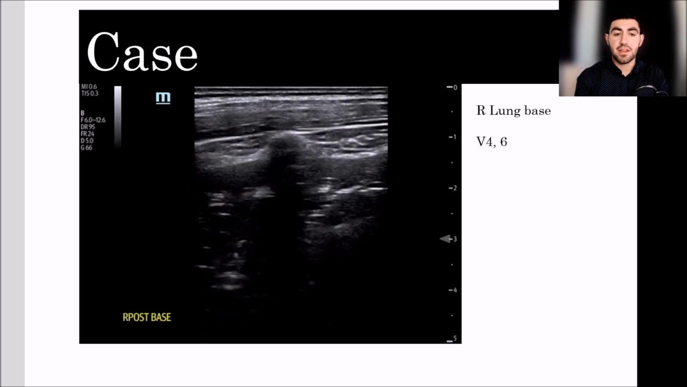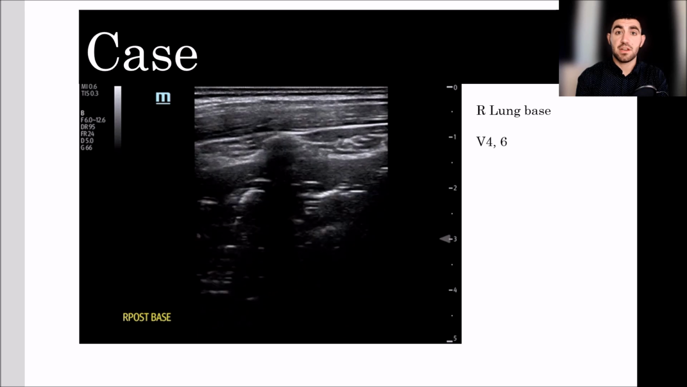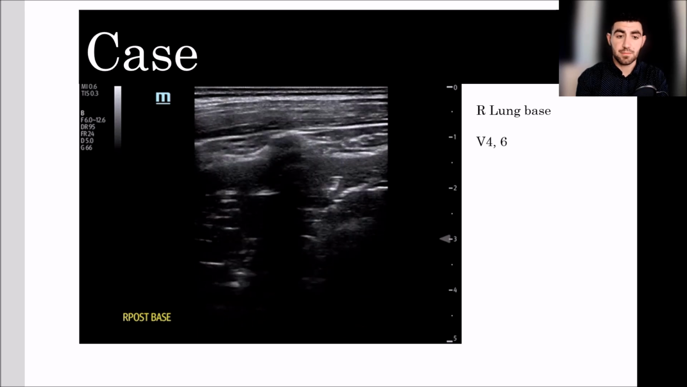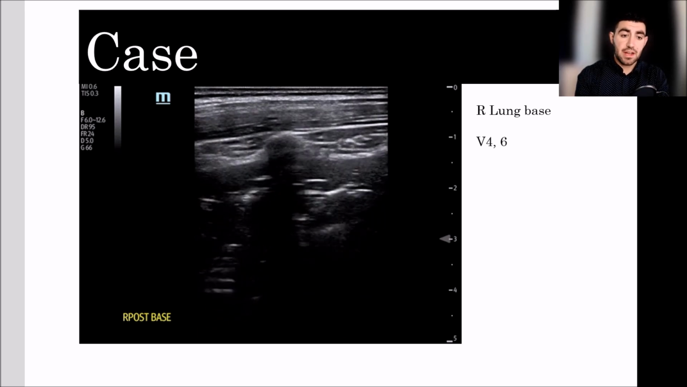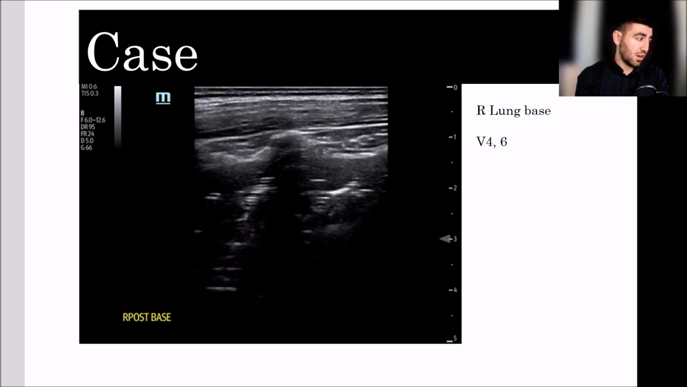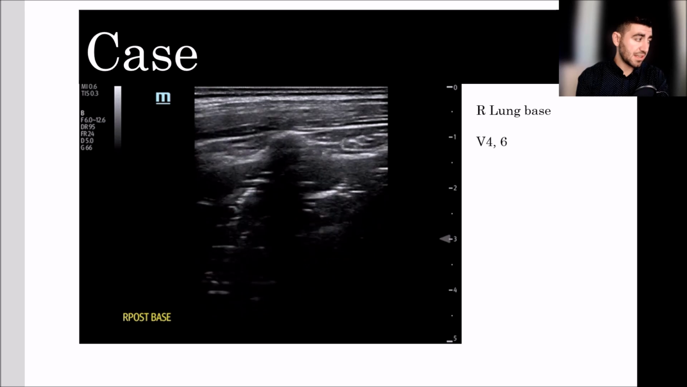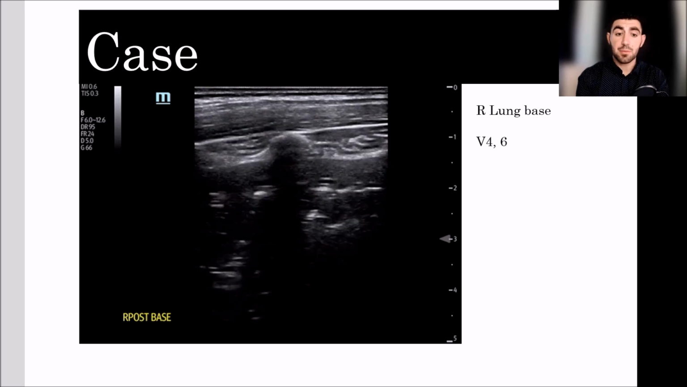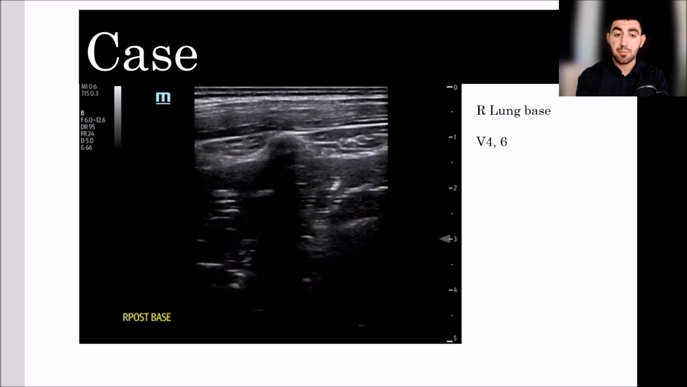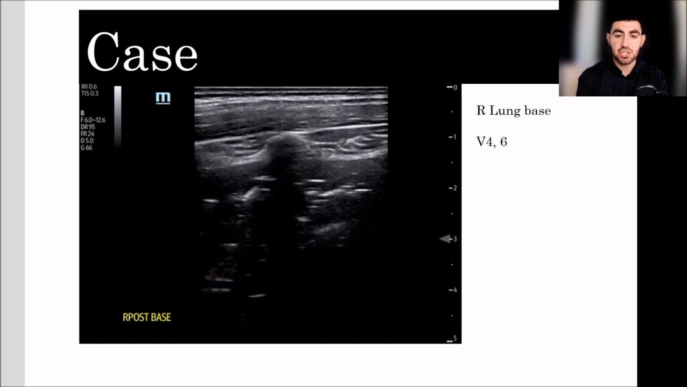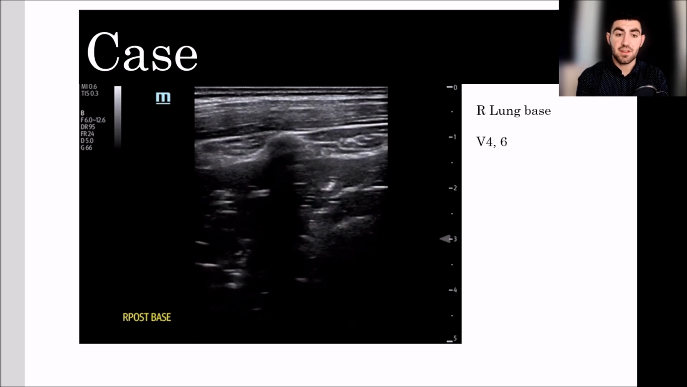What about here? So now we're looking at the right lung base, which is the area where there was some concern. So we are actually seeing this is all consolidated lung here. And see these little bright spots? This is air. So these are air bronchograms, and we call these dynamic air bronchograms because they are moving within the tissue. This is highly suggestive of bacterial pneumonia.